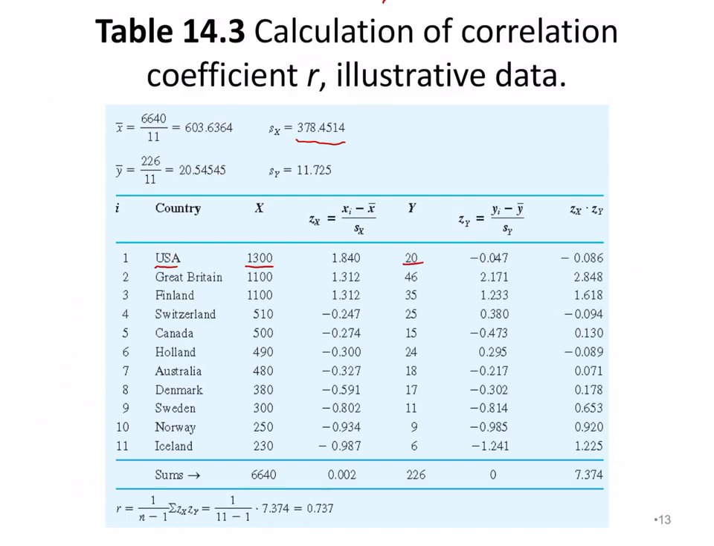So here's an illustrated example of calculating the correlation coefficient. Here we have USA, and then we have our x being 1300, our y being 20. In order to figure this out, we have to get our x bar, which is if you sum up all of the x points and divide by the total number, you get 6,640 divided by 11, and you get your x bar equaling 603.6364.